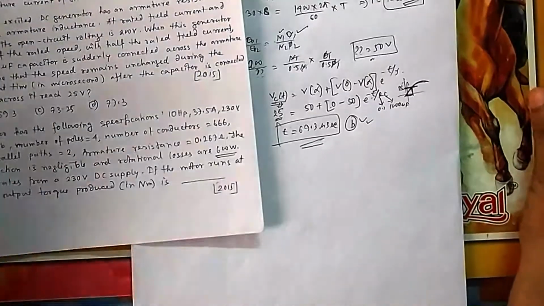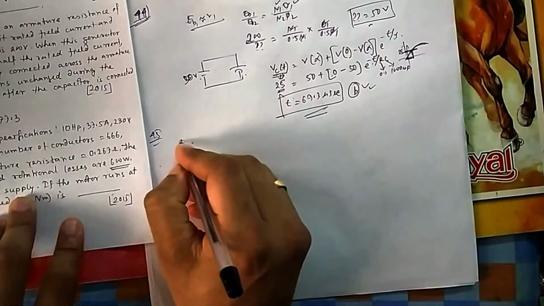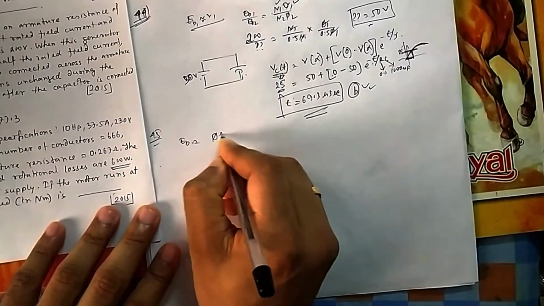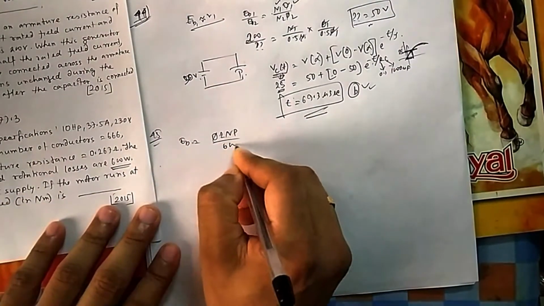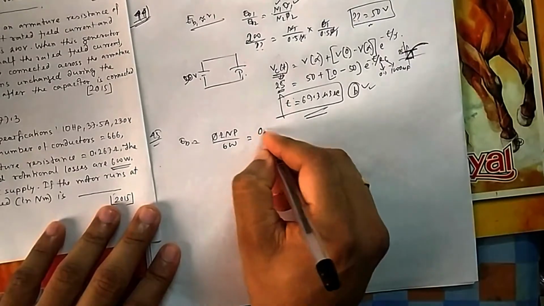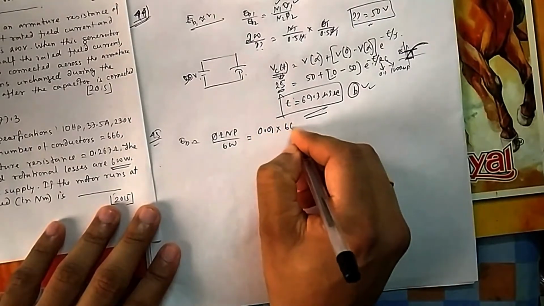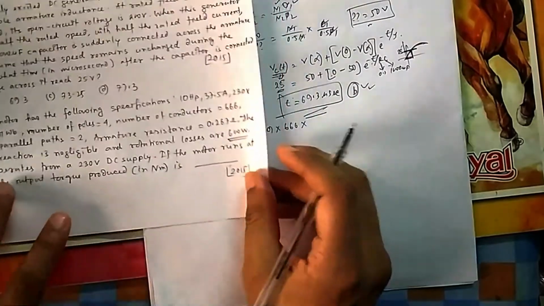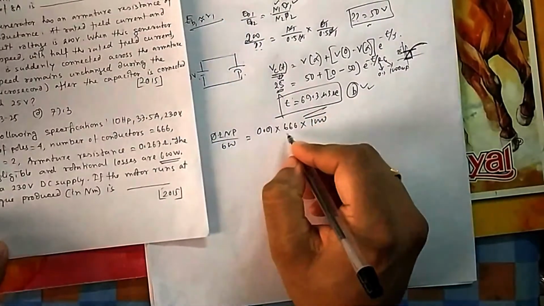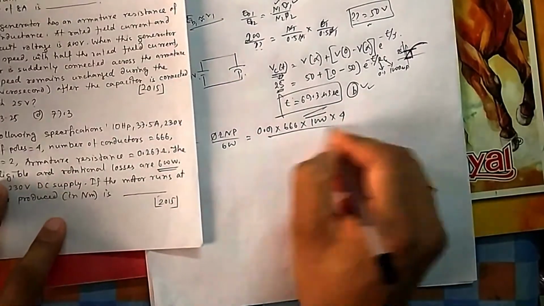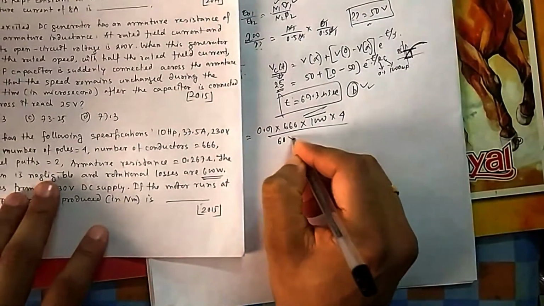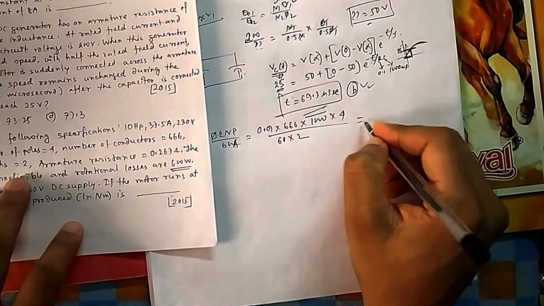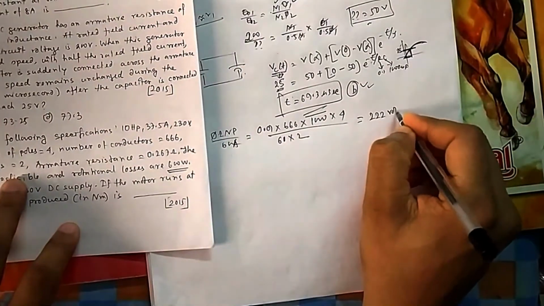Okay. Everything is given. You can calculate the back EMF that is produced. That is phi Z N P by 60A, because speed is also given. So phi here is 0.01. Z is given as 666. And they have given the revolution, 1000 rpm. It is rotating at 1000 rpm. P they have given 4, divided by 60 into the parallel paths, also given as 2. If you solve it, you will find this is 222 volt.